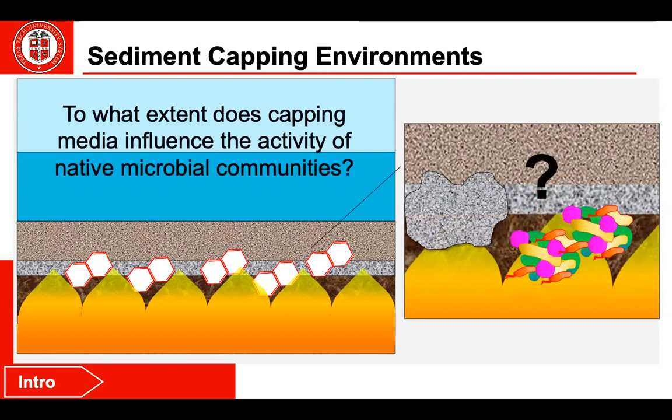And so really what we were looking at with this project is the extent to which capping material can influence the activity of native microbial communities. In other words, what could we put on top of these contaminated sediments that might improve the growth of selective organisms that would promote biodegradation processes?